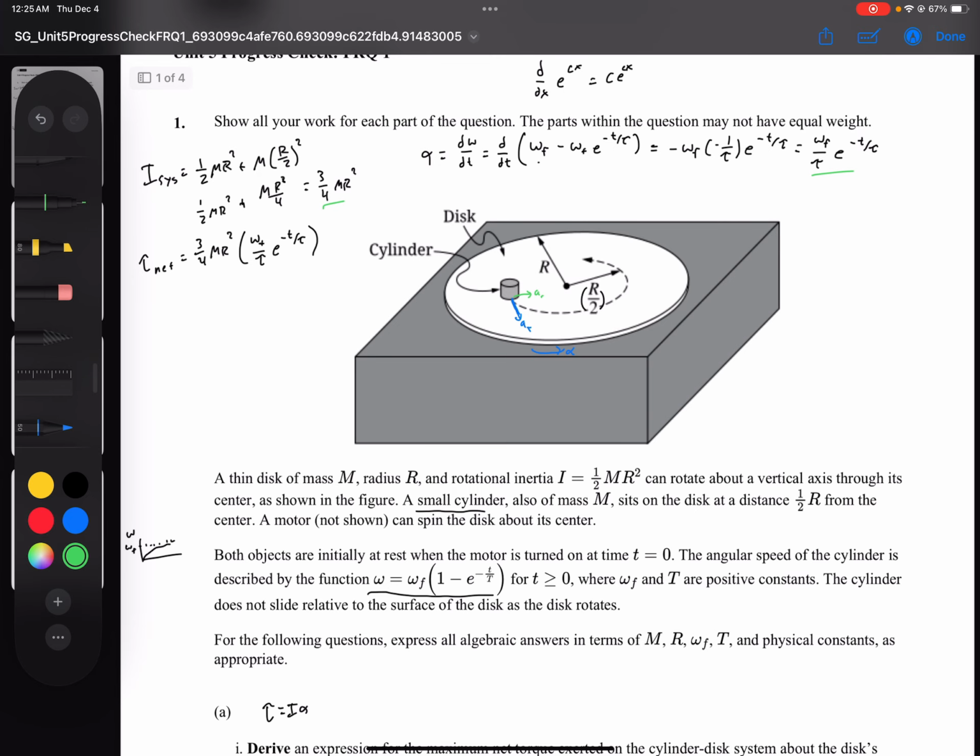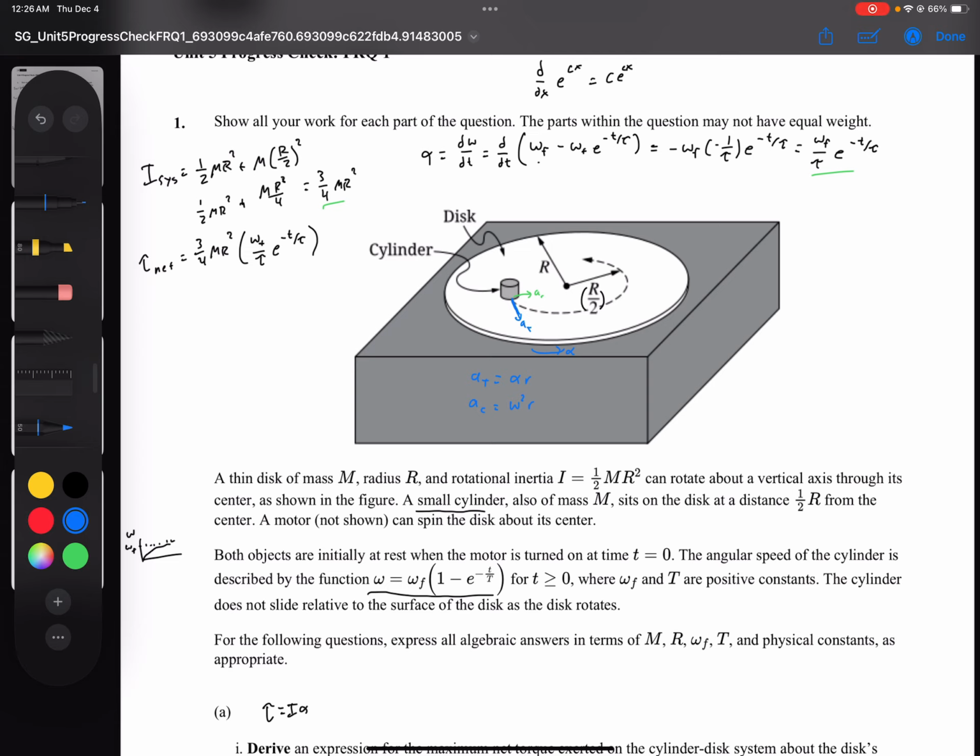Now, why is there a radial acceleration? Because there has to be a centripetal acceleration. My tangential acceleration, I'll even write out what the values are: my tangential acceleration is alpha times r, and my centripetal acceleration is going to be omega squared times r.